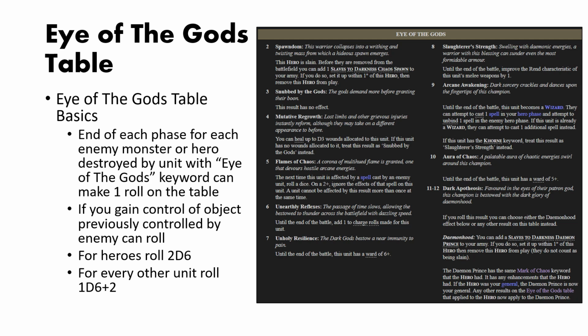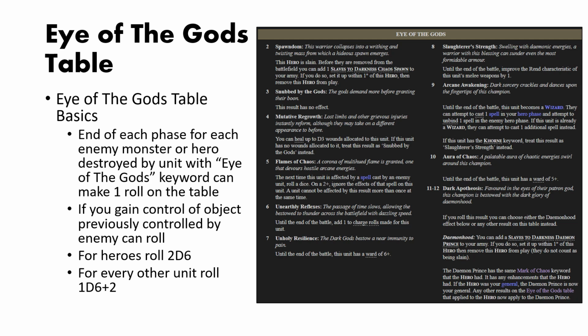The Eye of the Gods table is next, and we're going to be talking about how it works and what all you can get from it. Basically, at the end of each phase, for each enemy monster or hero that is destroyed by a unit with the Eye of the Gods keyword, remember that if you give a mortal or ogroid unit the Undivided keyword, they get Eye of the Gods, so they can roll on this. You make one roll for each hero or monster. Additionally, if you gain control of an objective that was previously controlled by an enemy, you can roll on the table. For heroes, you roll 2d6, and then for every other unit type, you roll 1d6 plus 2.